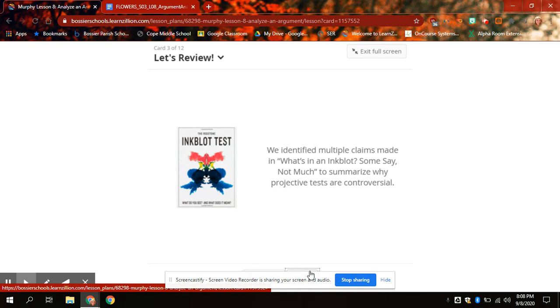So, the last lesson we did, we identified claims in What's in an Ink Blot, Some Say Not Much, and summarized why projective tests are controversial. So, remember that that was when you looked at the three different types of scientists. You had scientists who believed that projective tests were useful and beneficial. You had scientists who believed that they were maybe beneficial and useful in certain situations. And then you had some who thought they weren't useful or beneficial at all.